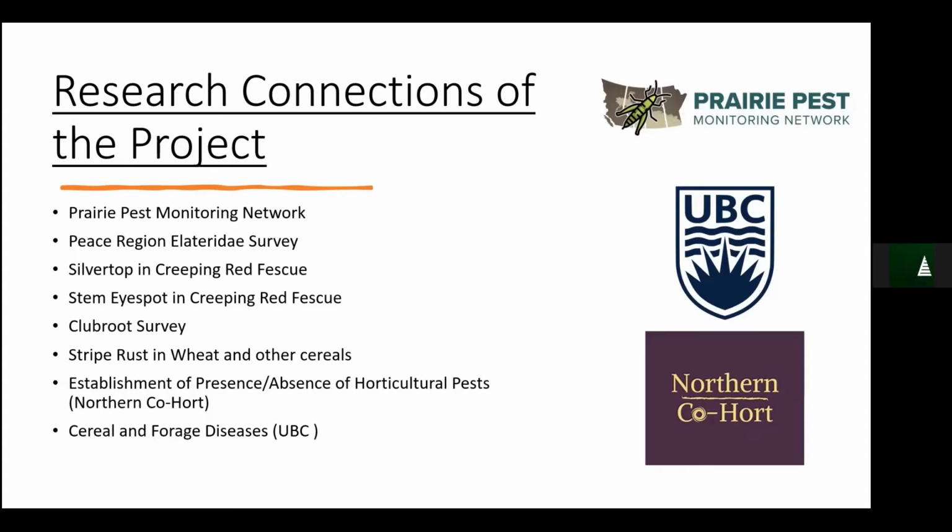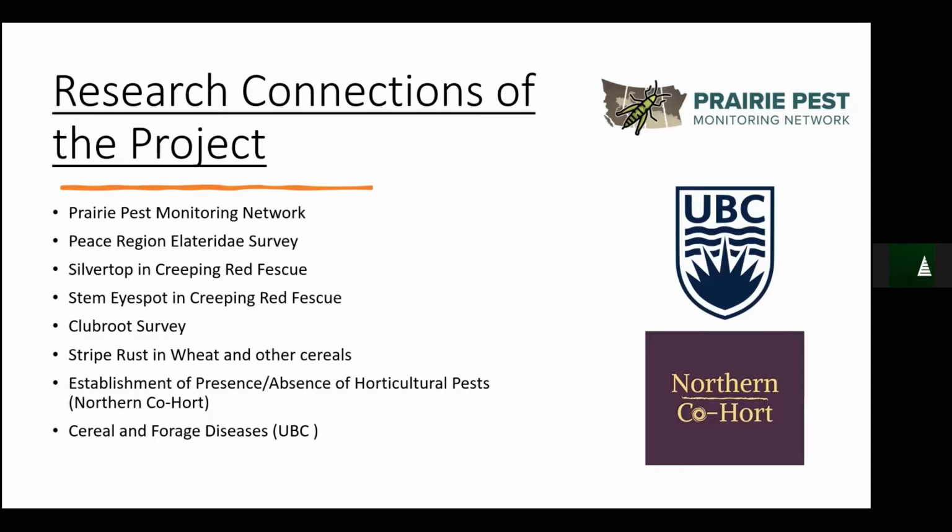And then a lot of what we do is tied through the Beaver Lodge IPM Lab. We partner with them quite a bit. So we've been doing some silvertop research in creeping red fescue, some stem eye spot disease work in creeping red fescue as well, our clubroot survey, and then stripe rust in wheat and other cereals. That kind of goes with the cereal and forage diseases work through UBC, that's with Professor Gurcharn Brar.